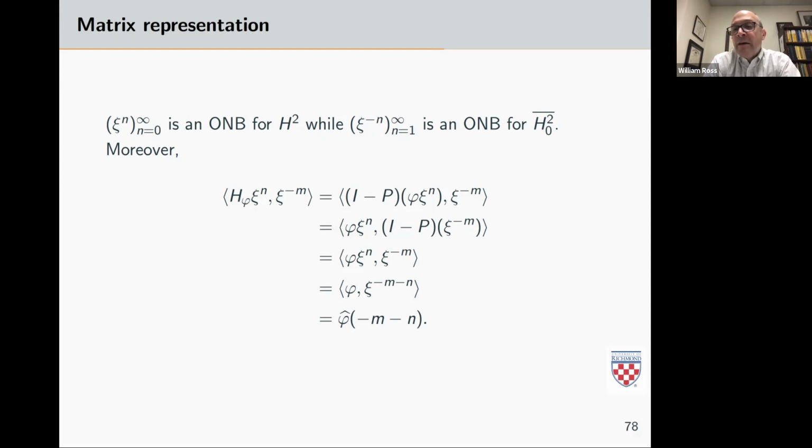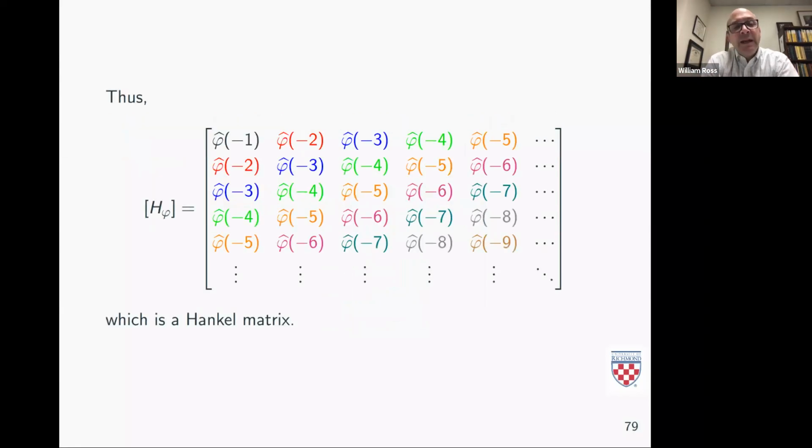Now give that a little bit of thought, and you're going to see that the matrix coefficients are going to be constant on the cross diagonals. So the matrix representation of this is actually going to be a Hankel matrix. These are matrices of numbers where you have the same entries on the cross diagonals.